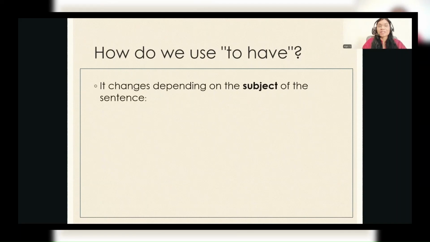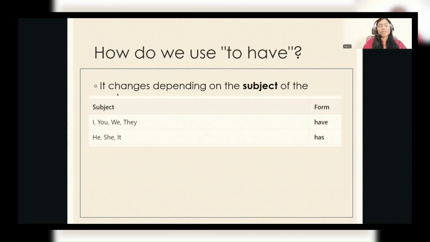The verb to have changes depending on the subject of the sentence. If you use subjects like I, you, we, and they, you should use the verb have. So I have, you have, we have, and they have. If it is he, she, and it, the verb to have changes to has. So he has, she has, and it has. So the verb changes depending on the subject.